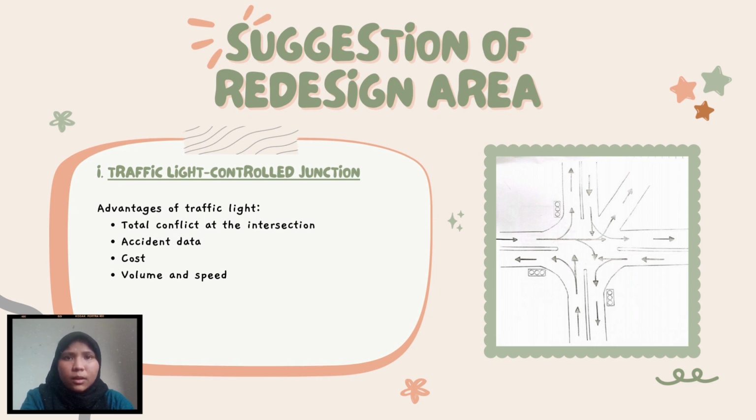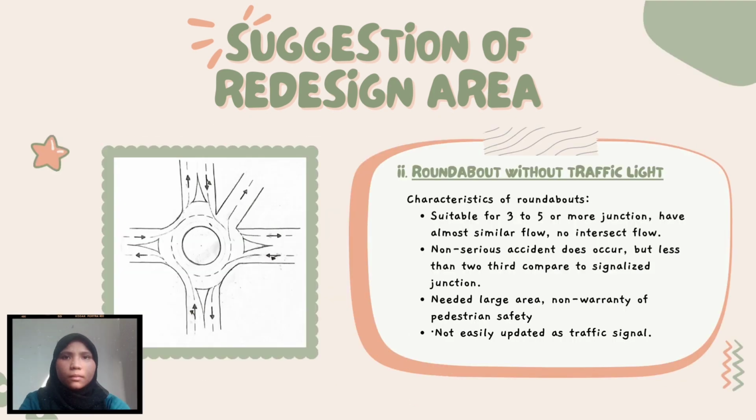Then the data on the number of accidents is decreasing because traffic lights have been installed. However, the cost to maintain and install traffic lights is expensive. In addition, for volume and speed, traffic lights should be installed if the number of vehicles is high and vehicle speed through the intersection is also high.